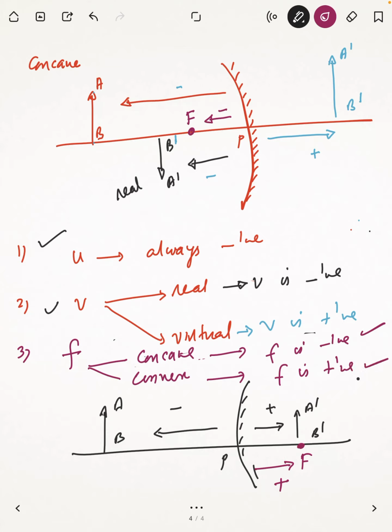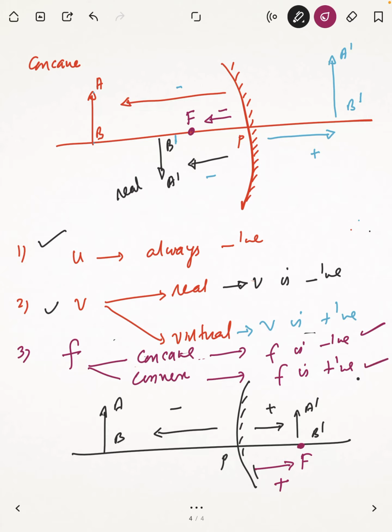So you can see the sign convention about three terms U, V and small f in connection with mirror formula. Okay, and also for magnification. So U always negative. For V, real image it is negative and virtual image positive. Focal length concave negative and convex it is positive. You can see this diagram, do it in the copy.